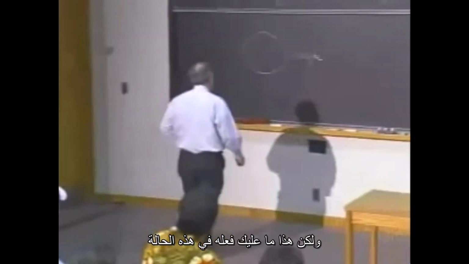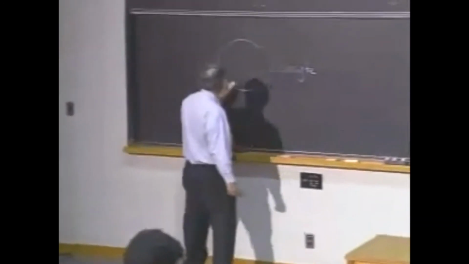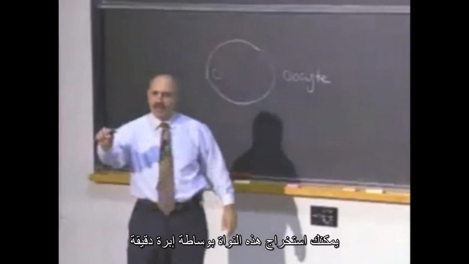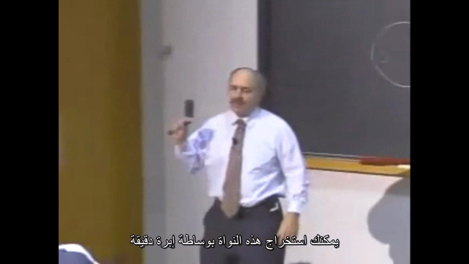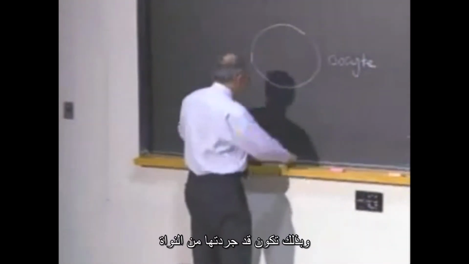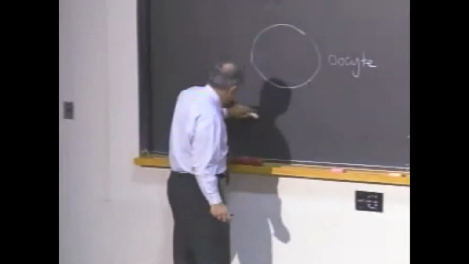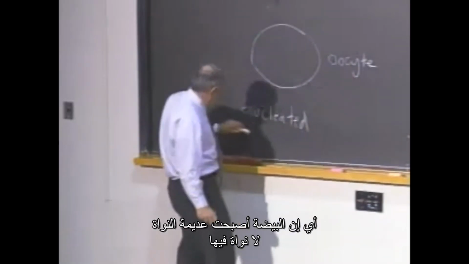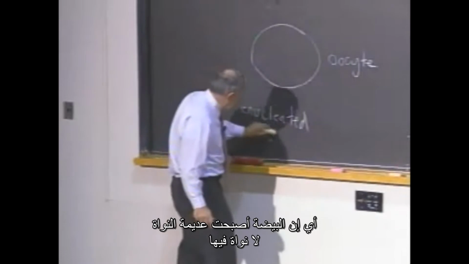But what you do in this case is the following. The egg has its own haploid nucleus here, and you can take a little needle and suck that nucleus right out of the egg, so you've enucleated it. That's what you've done, and now the egg is anucleate. It doesn't have a nucleus in it.